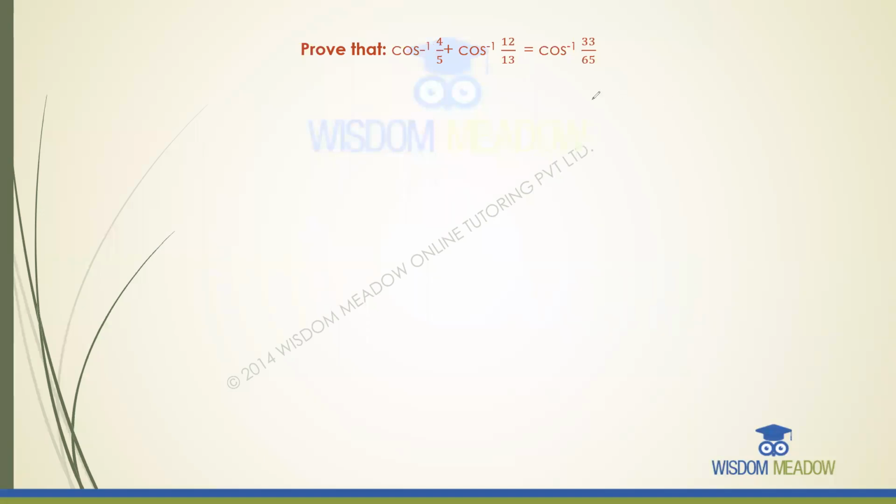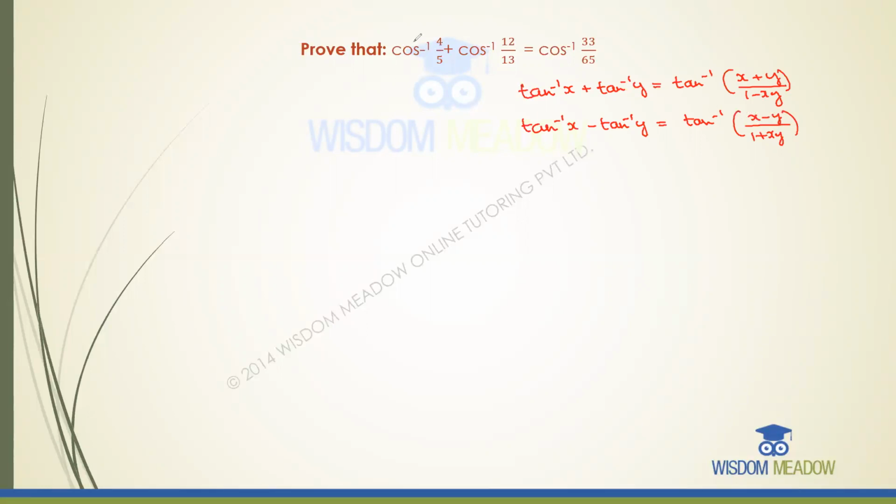Why? Because you only have the formula for tan inverse of x plus tan inverse of y is going to be tan inverse of x plus y over 1 minus xy, or tan inverse of x minus tan inverse of y is equal to tan inverse of x minus y over 1 plus xy. So you have the formulas only with tan inverse. You don't have it for sine inverse or cos inverse. So change each of them to the tan inverse form.